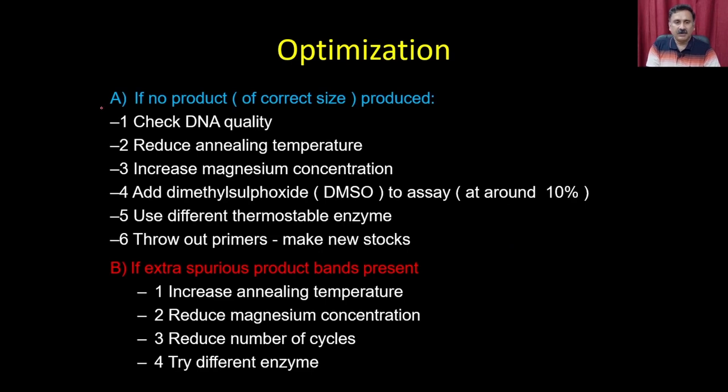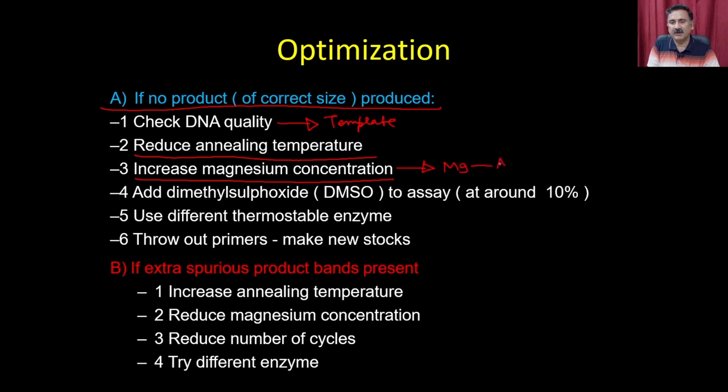So in one condition, if no product is produced, what are the things you can use to optimize? You can check the DNA quality, which means the quality of the template. You can reduce the annealing temperature. You can increase the magnesium concentration, because magnesium is a cofactor. Magnesium forms a complex with ATP, and that's how it is very essential for the Taq DNA polymerase to perform the polymerization reactions. So you can vary the magnesium concentrations.